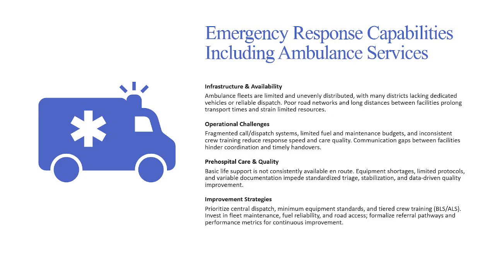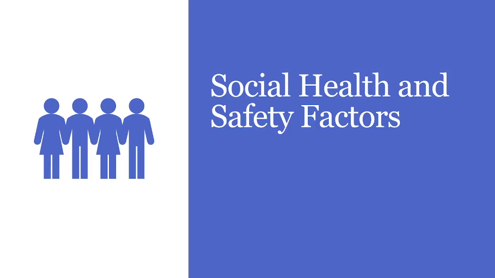Then improvement strategies: prioritize central dispatch, minimum equipment standards, tiered crew training, invest in fleet maintenance for fuel reliability and road access, and formalize referral pathways and performance metrics for continuous improvement. All this can be done by resorting to MOUs. For services that cannot be provided by the company clinic, you need to have an MOU with a health facility that can provide those services. All this information can be used in planning for emergencies and everything. So you need to pick it.